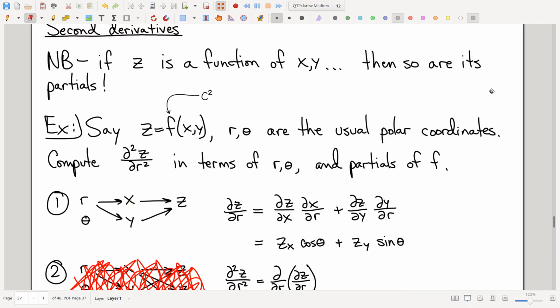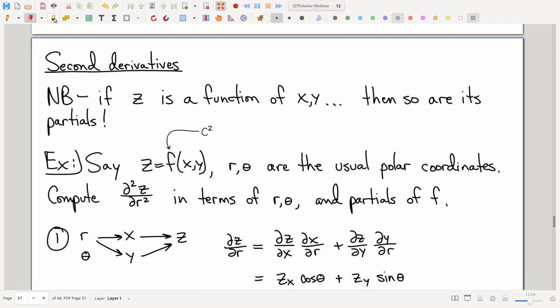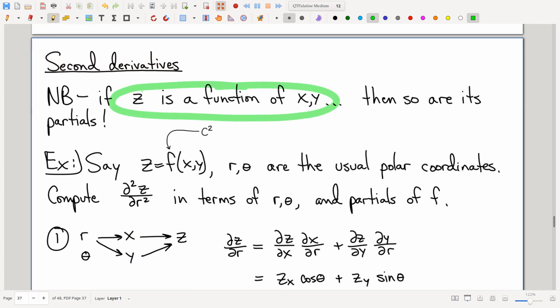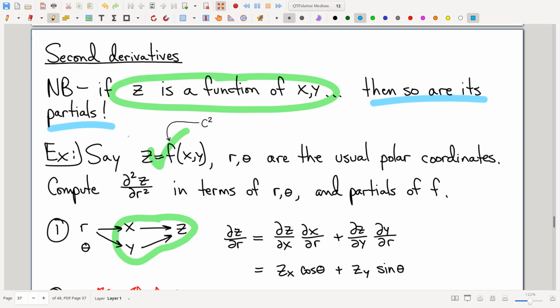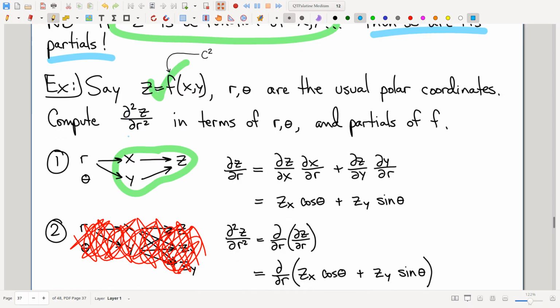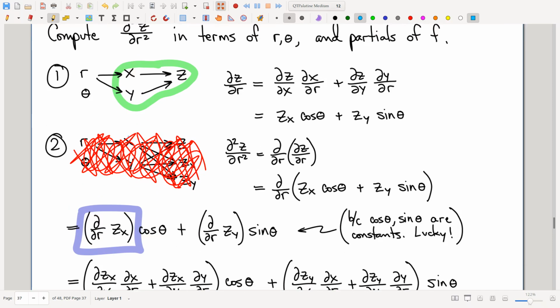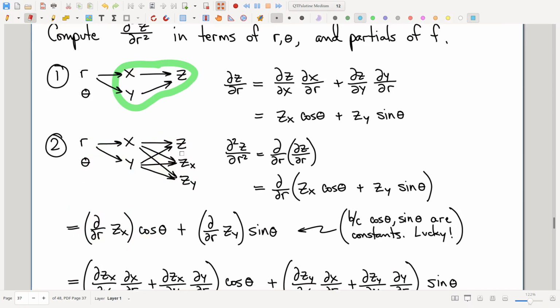Proper treatment of this is what I skipped over at the very beginning, and that is to recall that, look, if z is a function of x and y, which it is, when I represent z being a function of x and y by indicating it thusly on the diagram, then so are zx and zy. They are also functions of x and y. And so that's what I do here on this diagram.